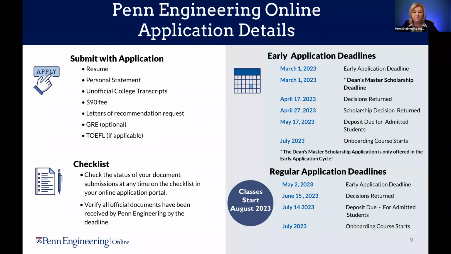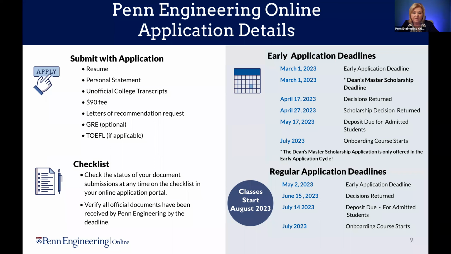If you're going to apply for our regular cycle, the deadline is May 2nd, so you have more time. Our decisions will all be returned on June 15th. Deposits are due on July 14th, and our classes start in August. I failed to mention, if you're doing the early round, our deposits are due on May 17th for admitted students. This is all clearly identified on our website, so don't worry about it.